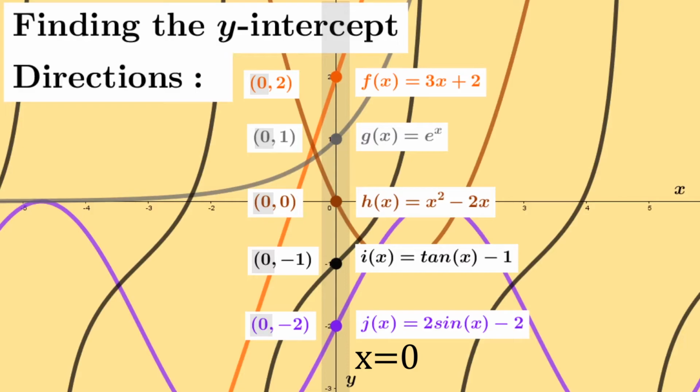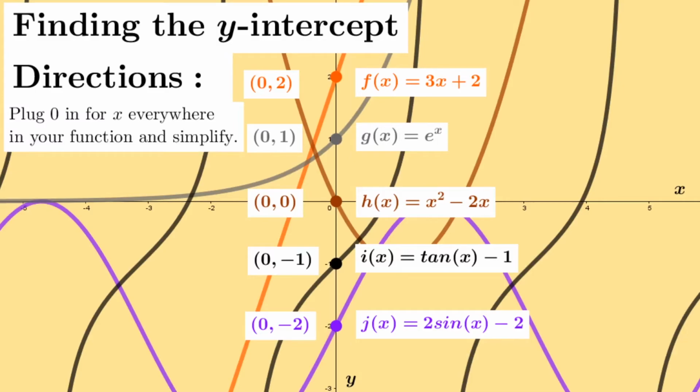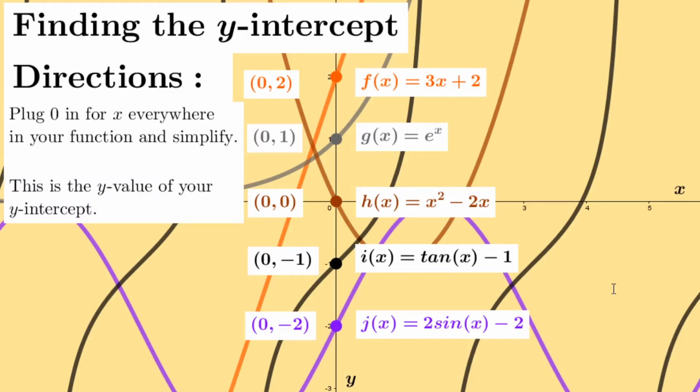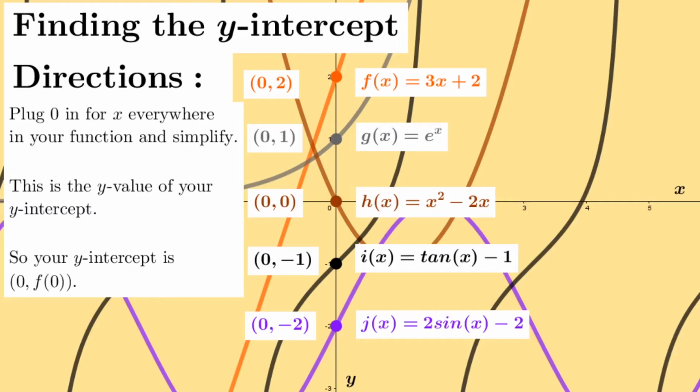So for our first step, we're going to simply plug 0 in for x everywhere within our function, and we're going to simplify this result. This is going to be the y value of our y-intercept. So essentially, our y-intercept is just going to be (0, f of 0).